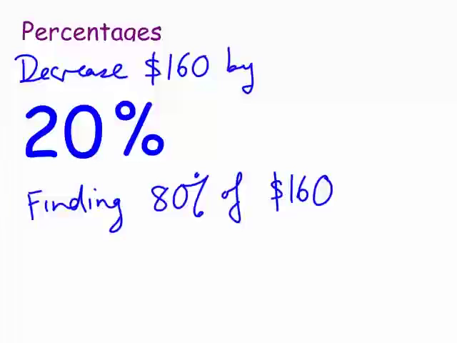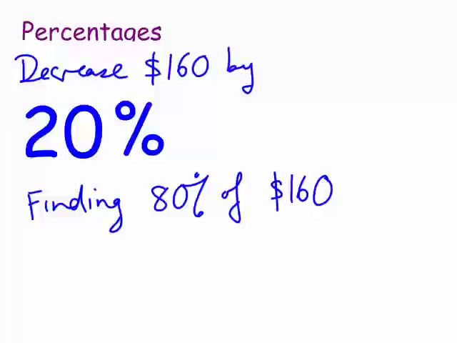So say, if you decrease something by 10%, you know that you take 10% off 100% and you get 90%. So you're really finding 90% of the amount. And if you decrease something by 25%, well, you know that there's 75% left. Think of it like that.